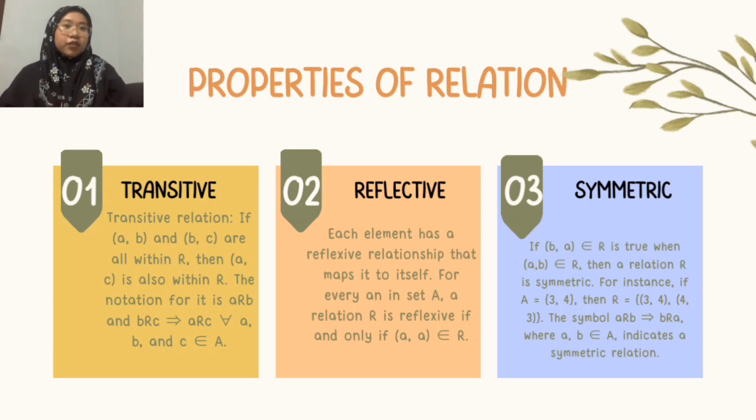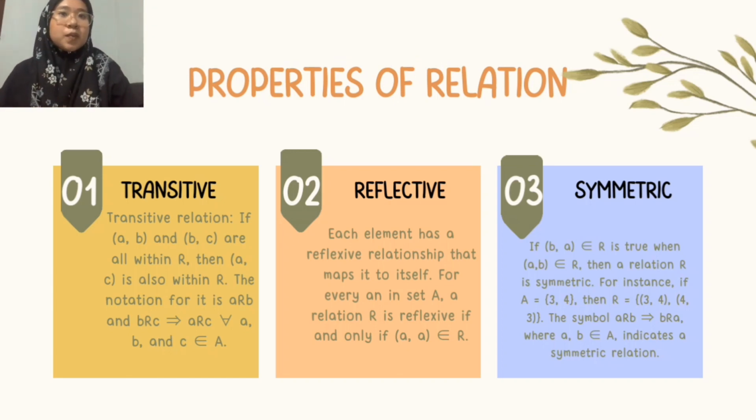For the reflexive relation, each element has a reflexive relation. This means that it will map to itself. We use the example that I gave you, where A has the set 1, 2, 3. So the reflexive relation will be (1,1), (2,2), and (3,3).